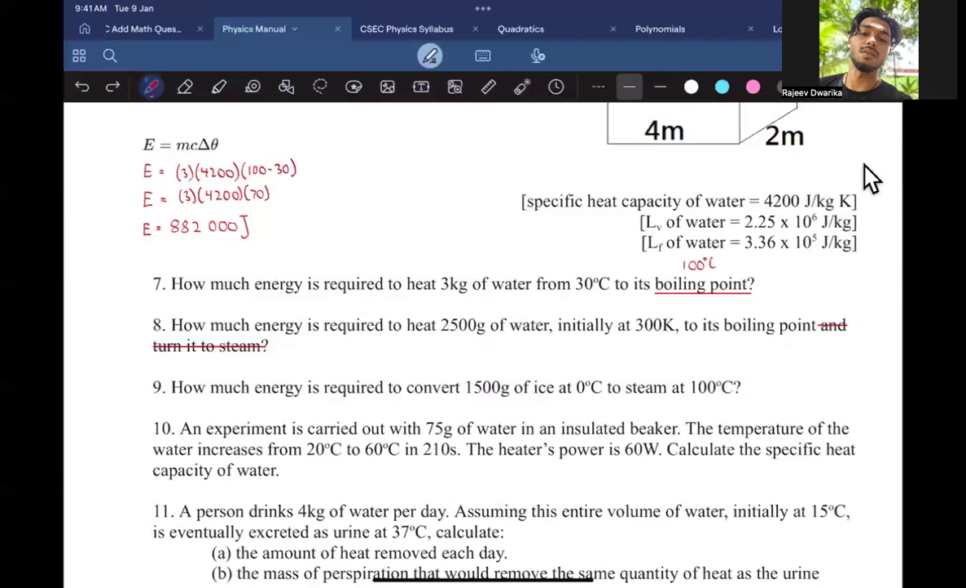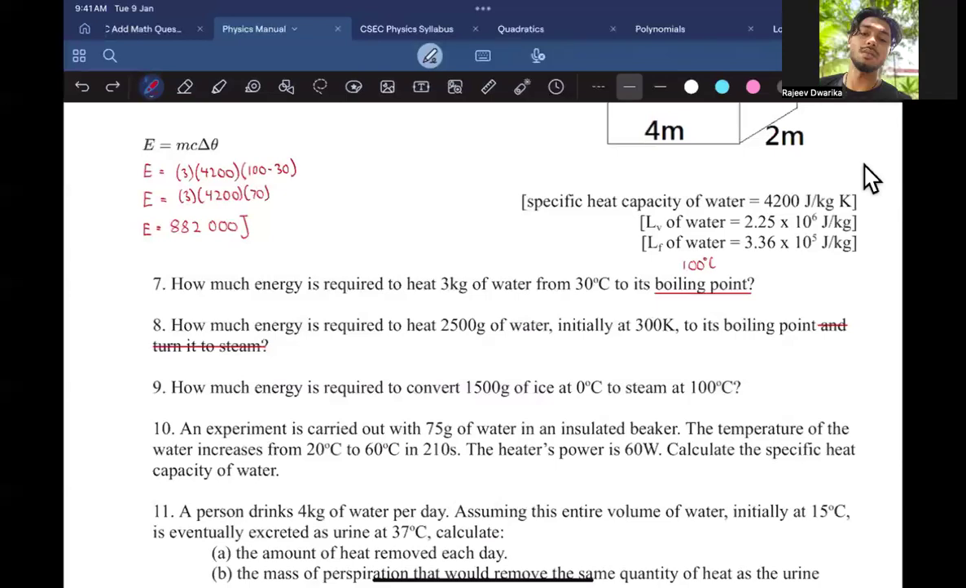So Justin, what was the first thing you do in this question? Highlight the main points, and then you look for the mass of the water. So follow the points from before. What were the main points? The main points were: find how much energy is required, the mass of the water is 2500 grams, and it was initially at 300 Kelvin and you had to find it at its boiling point.